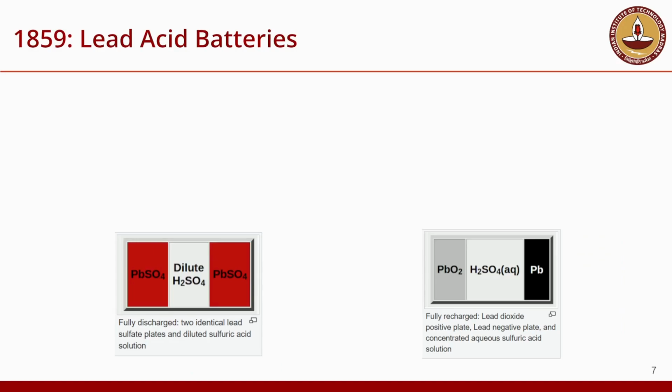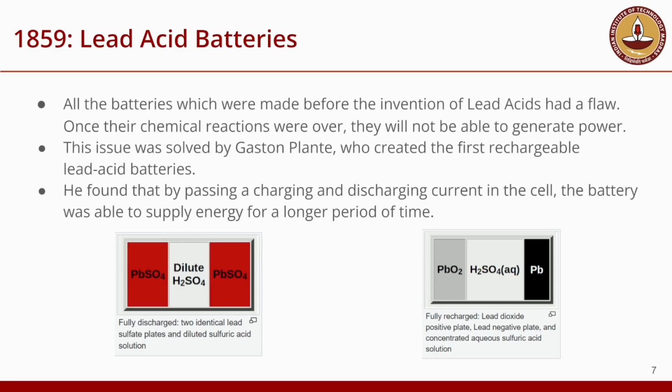1859. Lead acid batteries. All the batteries made before the invention of lead acid batteries had a flaw. Once their chemical reactions were over, they would not generate power. The lead acid battery was the first rechargeable battery. Gaston Plante, a French physicist, invented the lead acid battery.